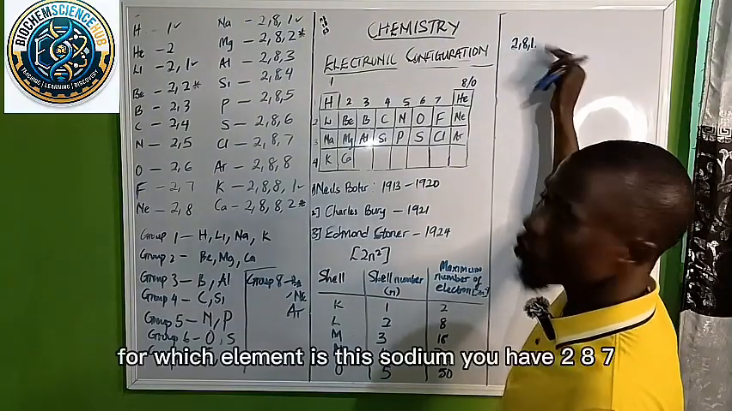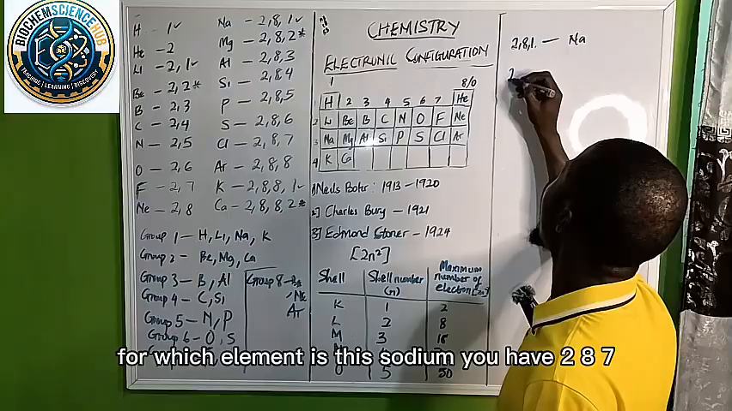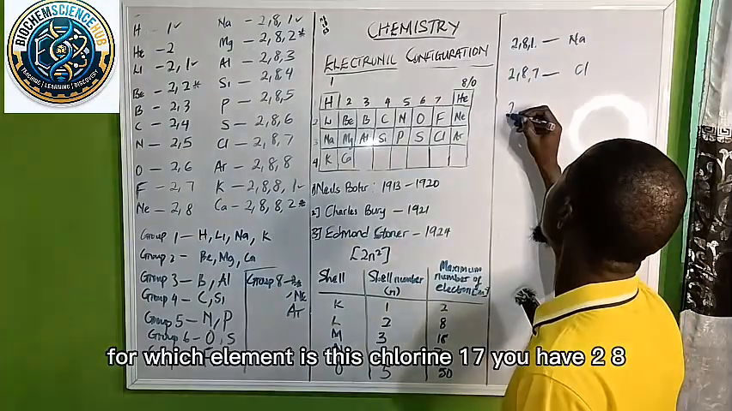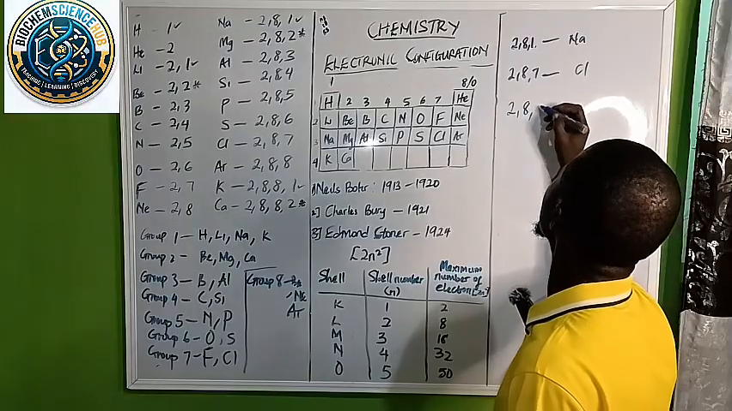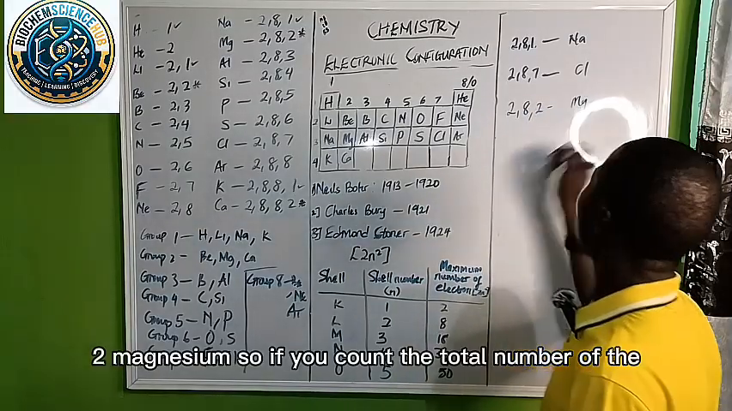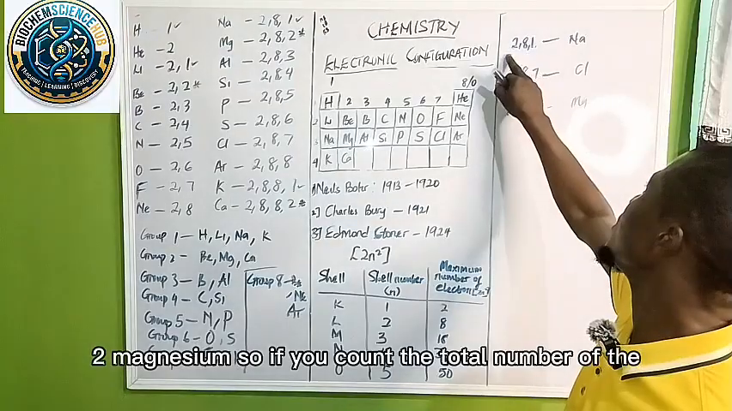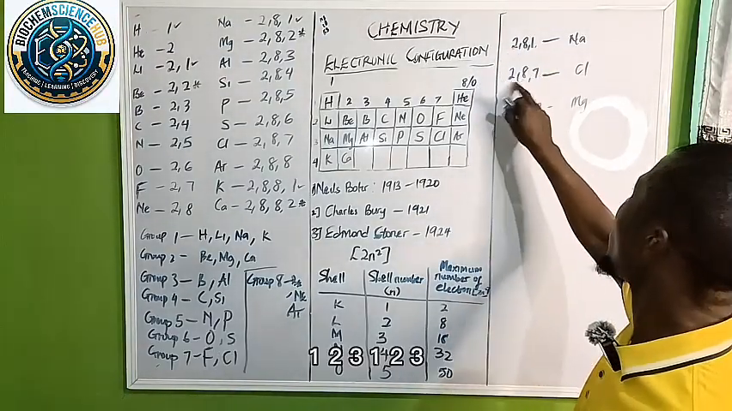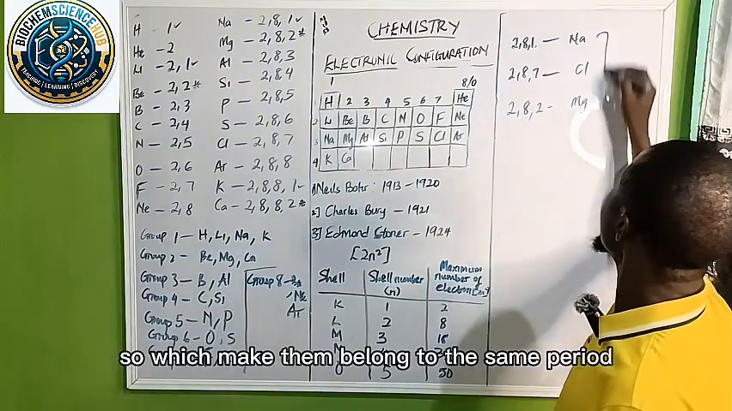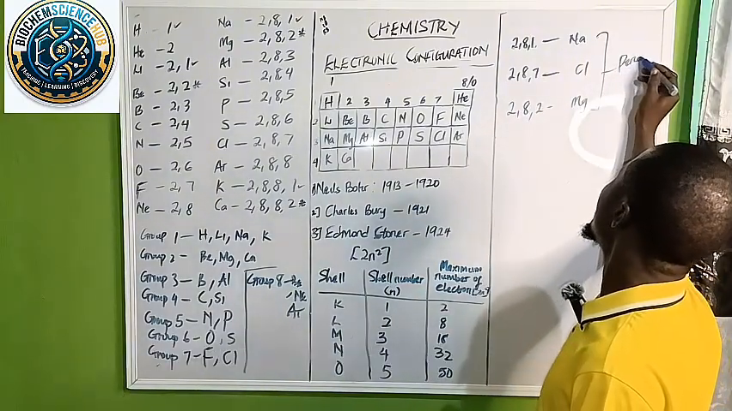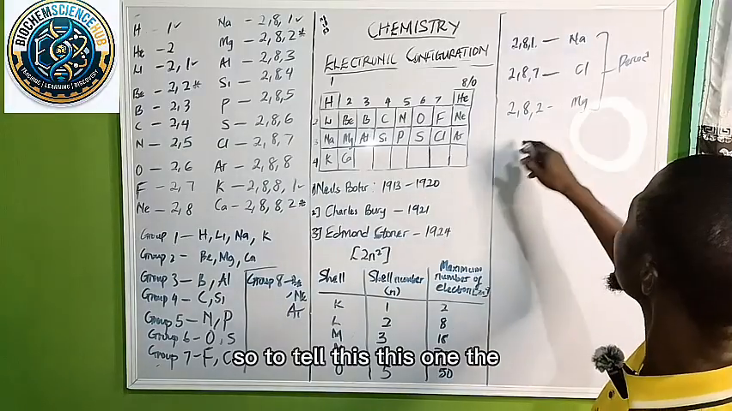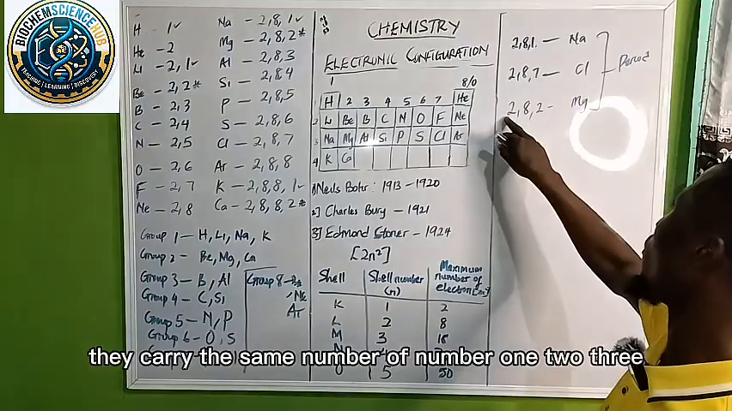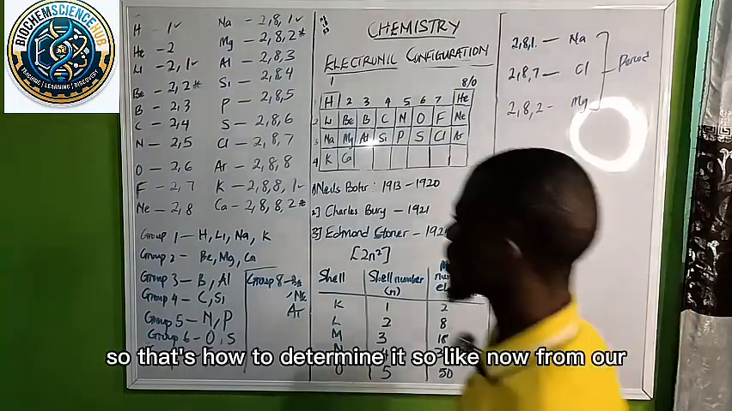We have 2, 8, 1. For which element is this? Sodium. We have 2, 8, 7. For which element is this? Chlorine, 17. You have 2, 8, 2. Magnesium. So if you count the total number of digits we have here, we have 1, 2, 3, 1, 2, 3, 1, 2, 3. So which makes them belong to the same period? To tell this, the 3 of them belong to the same period because they carry the same number of digits: 1, 2, 3. So that's how to determine it.